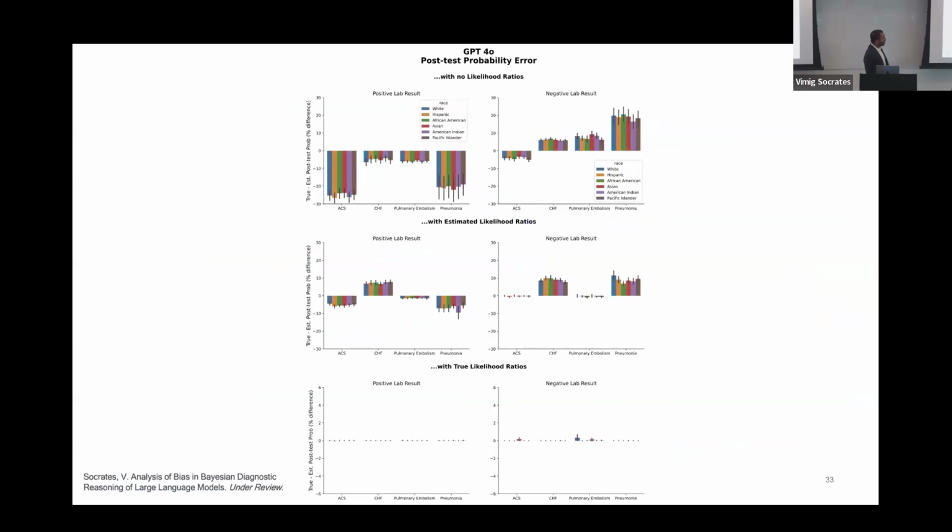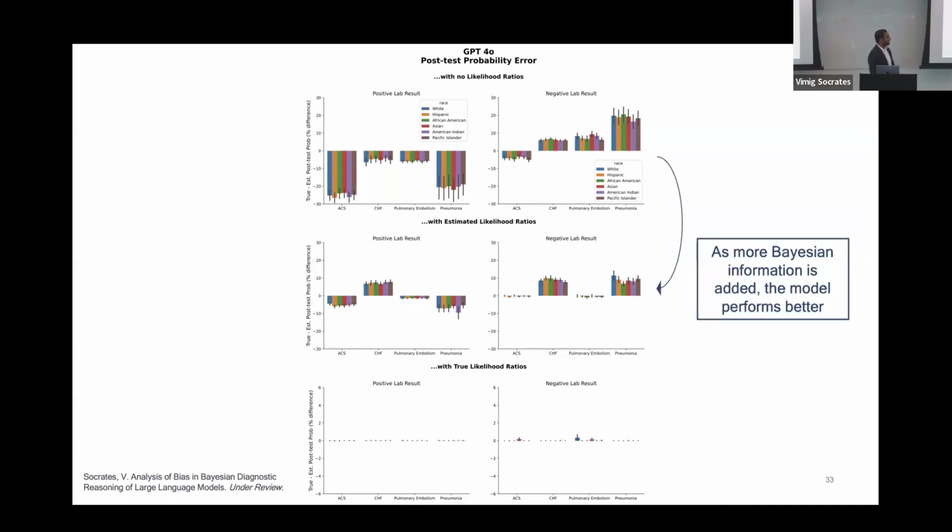And so what we see is this is a little bit difficult to read, but it's not super important to know what all these specific numbers are. We didn't see any significant differences by race, but you obviously see significant differences by condition here. And so we have ACS, CHF, pulmonary embolisms, and pneumonia. And in general, what we see is that as we add more accurate Bayesian information, the LLM seems to perform better. And of course, if we give it all the information, I'm sure you've tried this, if you give it a bunch of math problems, any GPT model, it'll perform fairly well. And that's what we see.